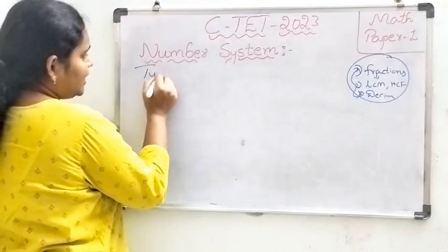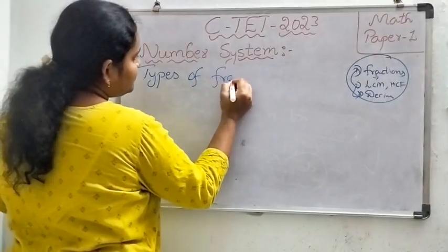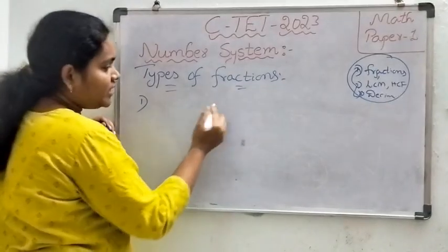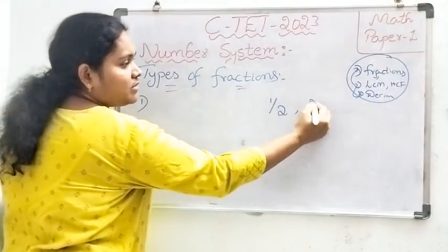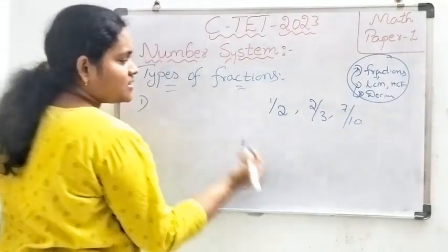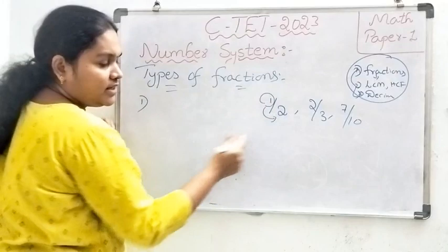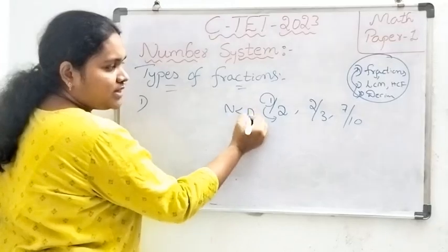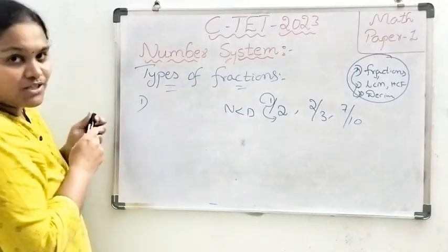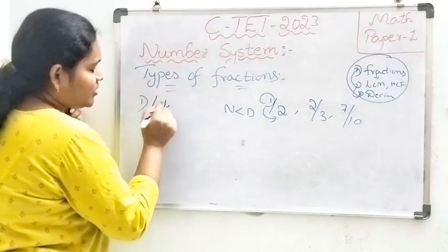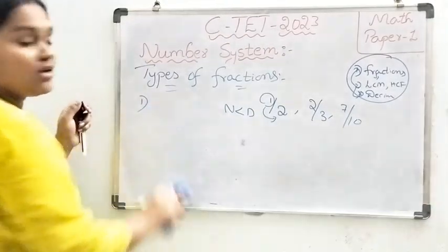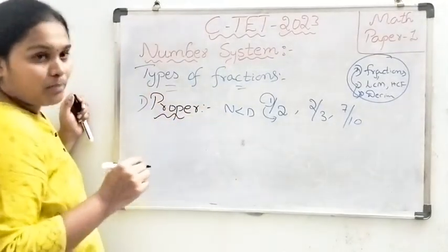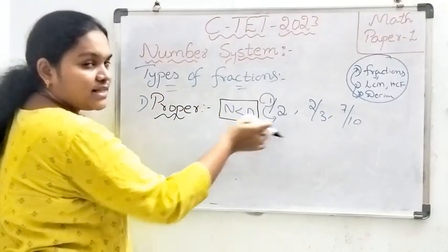Let us see what the different types of fractions are. We started with half, where we notice 1 by 2. Sometimes we'll get 2 by 3 or 7 by 10. When you observe the numerator and denominator, the numerator is smaller than the denominator. This type of fraction is called a proper fraction. So in a proper fraction the numerator is less than the denominator.